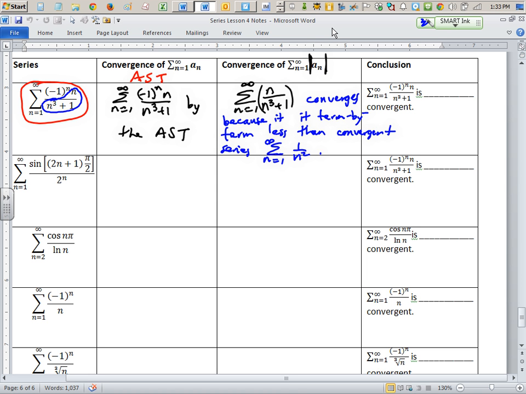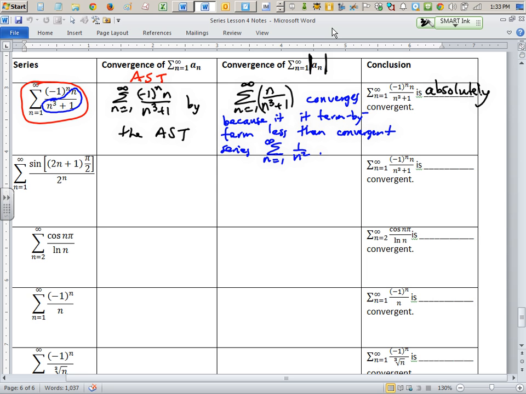Good. Now we got conditional or absolute convergence here. Which one did we get? It converged both with the alternator and it converged without the alternator. That's absolute convergence. Absolutely convergent is the adjective or adverb there. Thank you. Look at this next one.